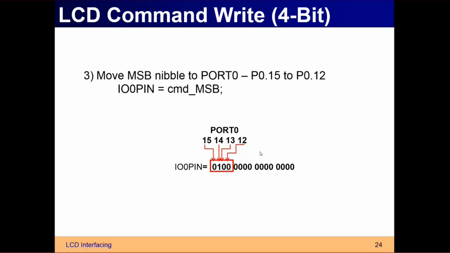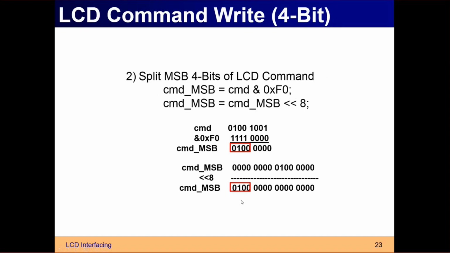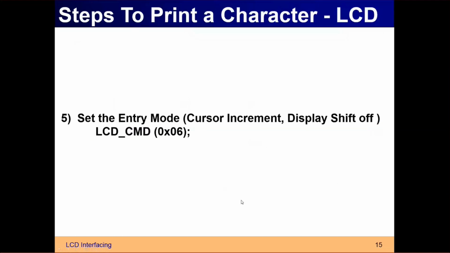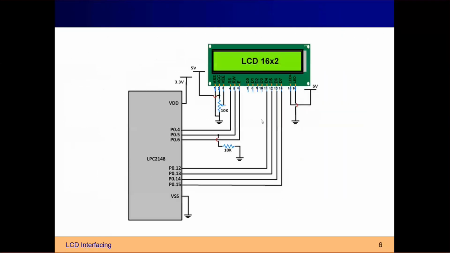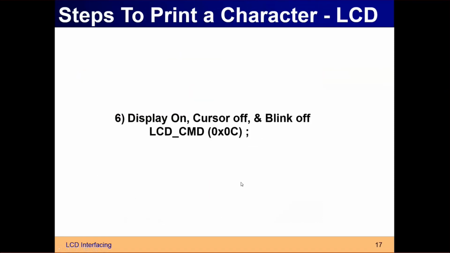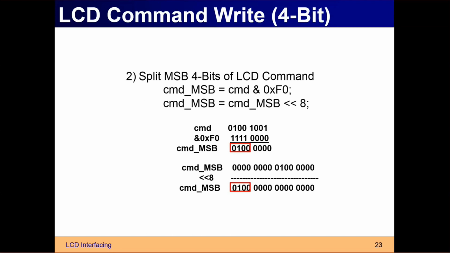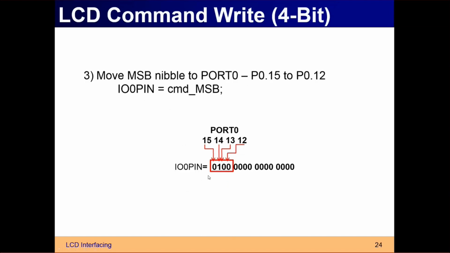So why am I left shifting by 8? Because in my connection, I have made the connection like that: D4 is connected to 12, D7 is connected to 15. So when I am writing the data, you need to write the data to these pins only. For that, you are left shifting the data by 8 units. So I have written the 4-bit MSB to the IO pin, P0.12 to 15. So the MSB I have written.